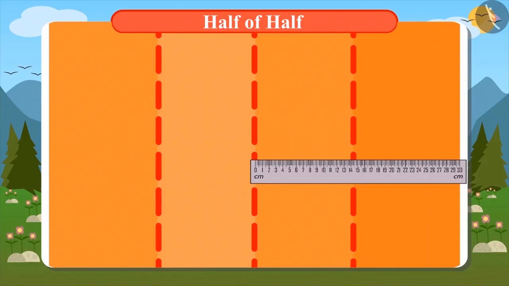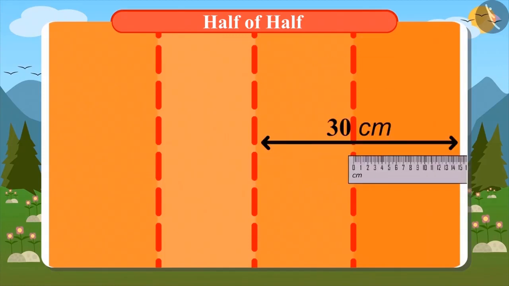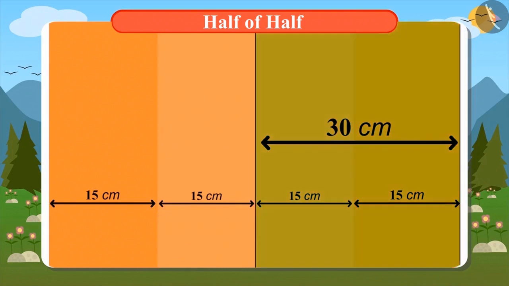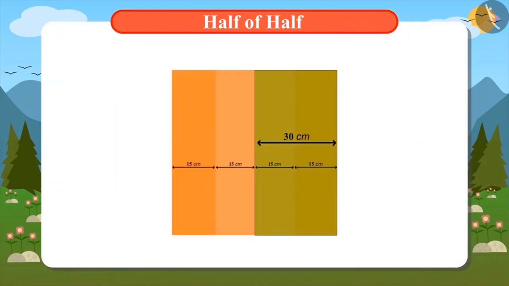1/2 of this paper is 30 centimeters and half of half is 15 centimeters. Now this paper is divided into 4 equal parts. Yes, now look here. This part is half of this paper. When we divided this half into half again, we got this part. Now this half of half part is called 1/4 part of this paper. Okay, now this paper is divided into 4 equal parts and each part is 1/4 part of the whole paper.